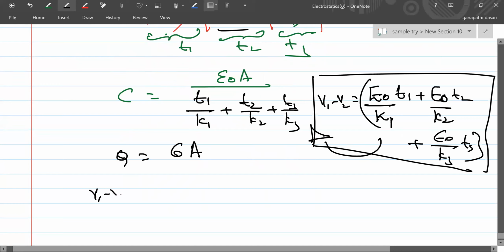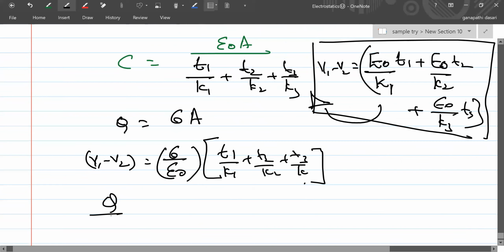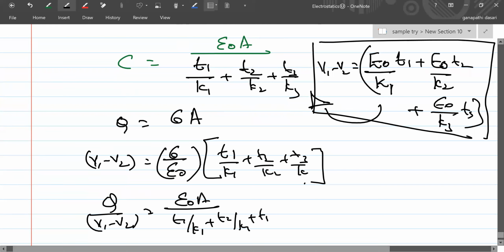V1 minus V2 will be equal to E naught, I can take it as common. E naught can be written as sigma by epsilon naught, the electric field due to a conductor at a point near the conductor. Here T1 by K1 plus T2 by K2 plus T3 by K3. So if you divide Q by the potential difference, it will give you capacitance. Sigma sigma gets cancelled. Epsilon naught A by T1 by K1 plus T2 by K2 plus T3 by K3. I hope this formula is understood.